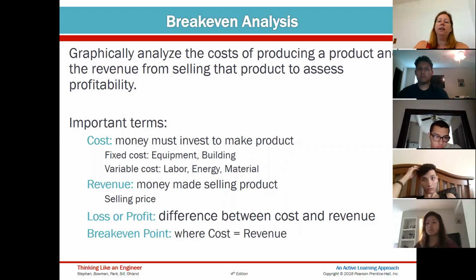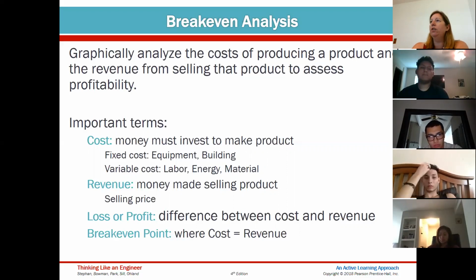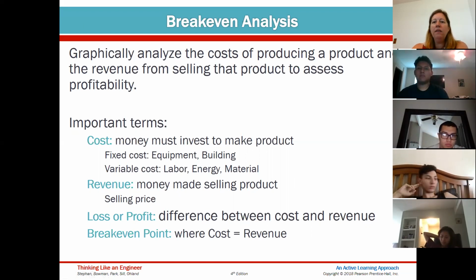And so we can graphically represent this, doing a cost analysis of our product being produced and looking at the revenue from selling that product to assess our profitability. Your cost has two different types of cost. Your fixed cost, which is your startup cost, what it costs to invest in a building or your starting equipment, whatever you need to produce your product. And then you also have your variable cost, which is your day-to-day cost of your manufacturing process. So how much labor, energy, or material.